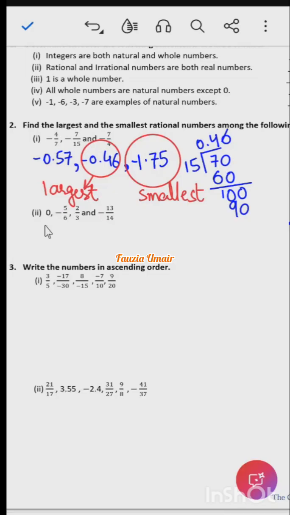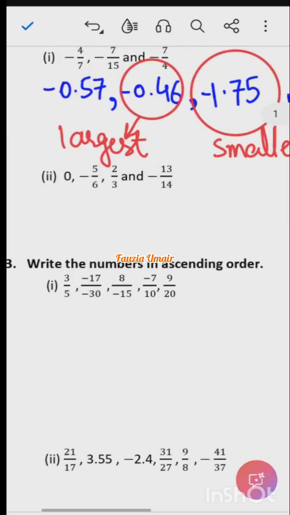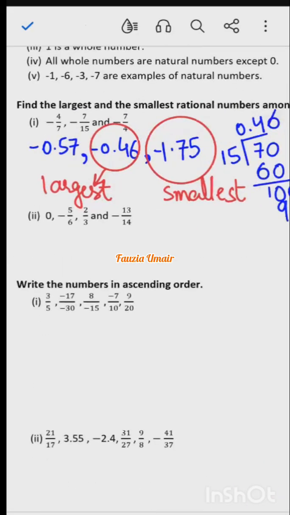Okay, now just look at this question. Question number 2. I'm zooming in so that you can see the signs also. Actually, there are 4 rational numbers: 0, minus 5 by 6, 2 by 3, and minus 13 by 4. So according to the 3 rules we have discussed on Saturday, which one is the biggest value?